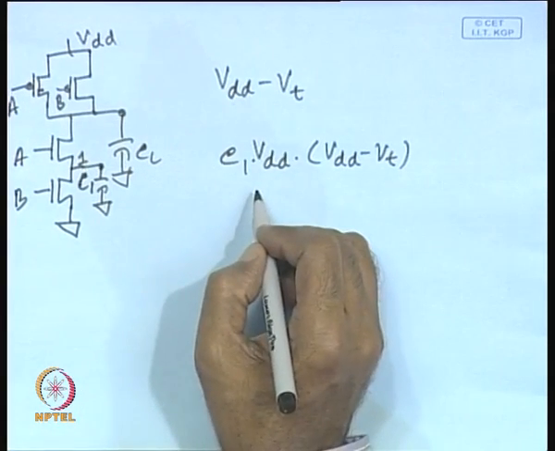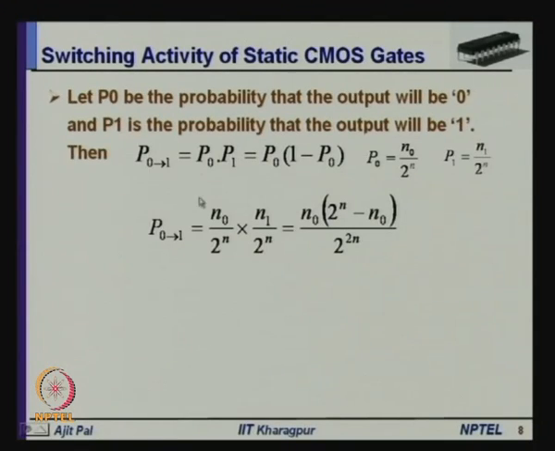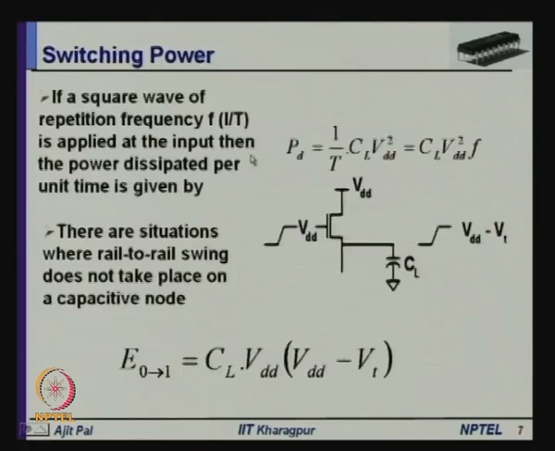Okay, so this is what will happen. Now, let us consider another very important concept, that is the switching activity: the probability that the output will be 0 and when the output will be 1. I mean, when the output will be 0 and when the output will be 1. Why is this necessary? Let us try to understand.